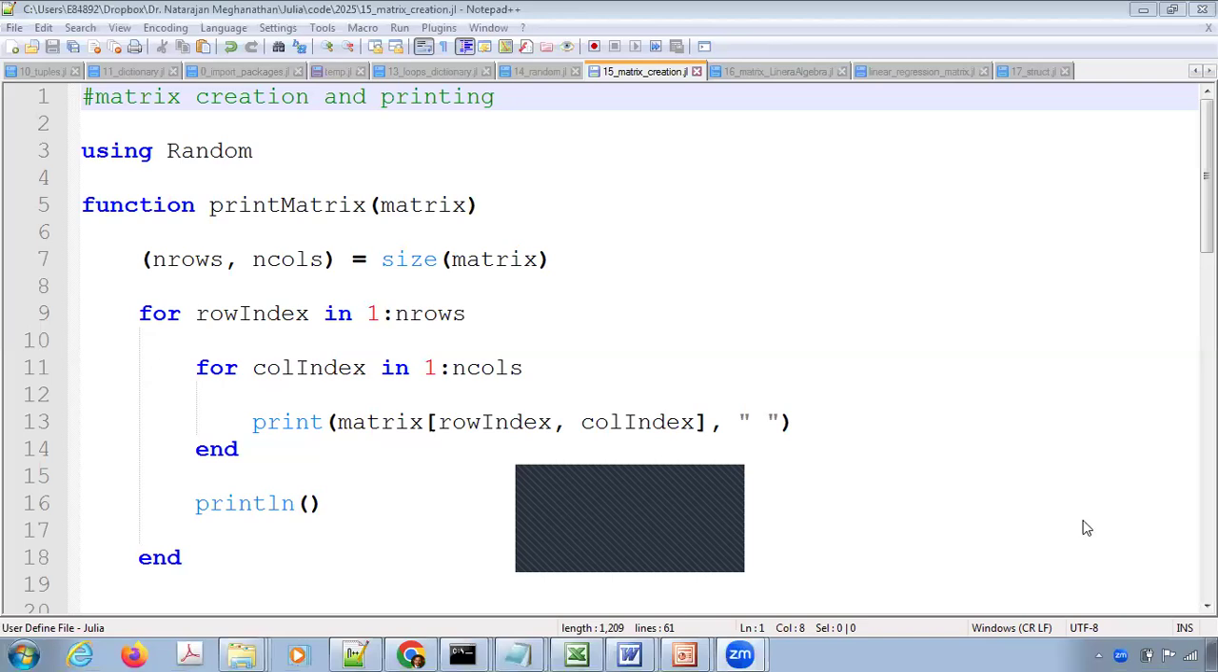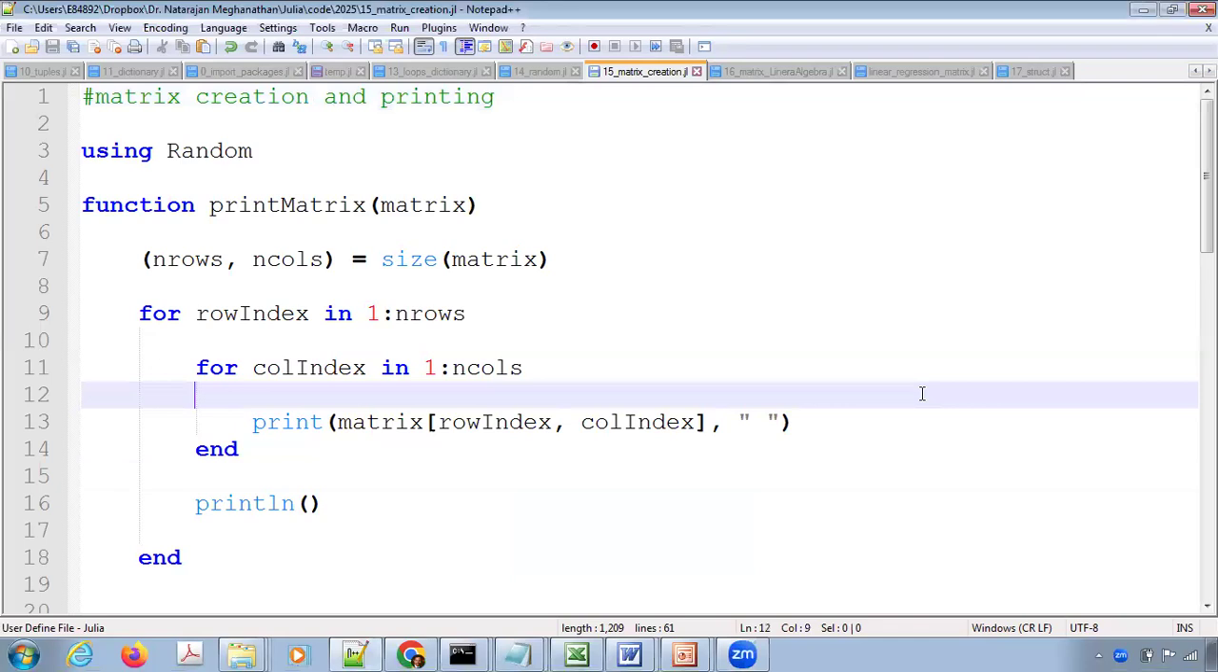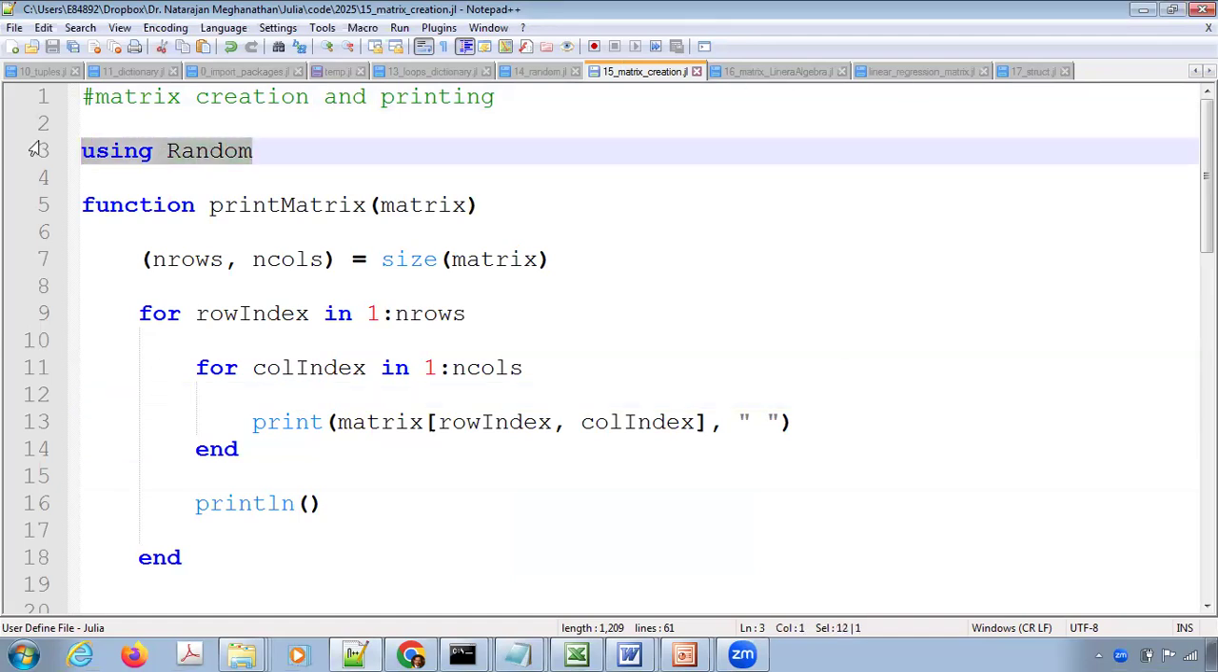Okay, so in this video, we're going to look at matrix creation and printing the matrix. We will also look at some matrix operations in this file as well as the next Julia file. We will use the Random numbers package to generate a matrix of random numbers, so let us add the statement using Random. I'll come to the function printMatrix soon.